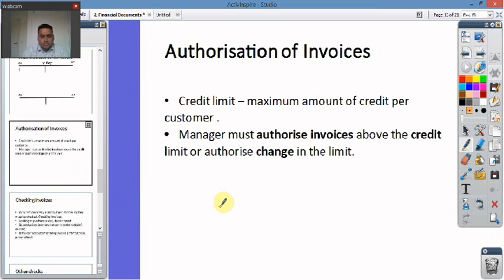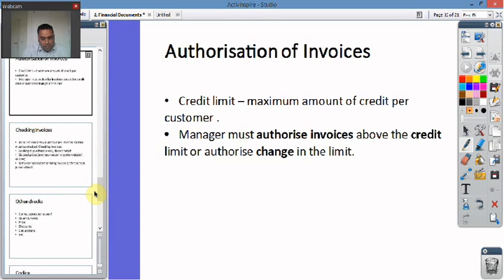Authorisation of invoices. Whenever you're sending invoices, the manager must authorize the invoices above a certain credit limit. The reason is that credit limits are set, and if you need to go above that, then the manager will normally authorize that, and this is a form of control. It's to ensure that customers don't start buying loads of stuff and not paying for it. So if you wanted to make a larger than normal purchase on credit, remember credit is when you don't pay straight away, then your manager will need to authorize that.